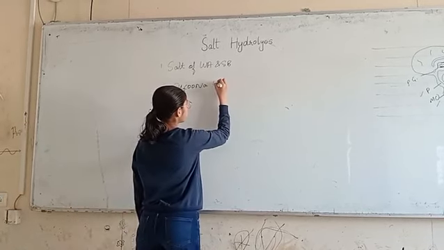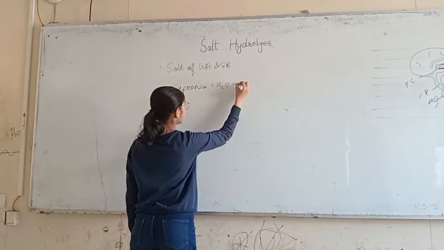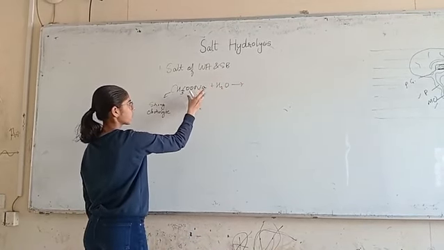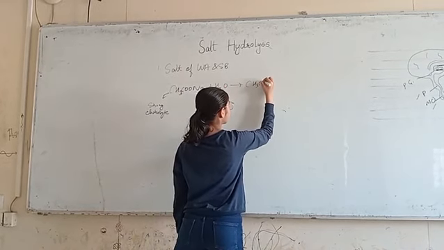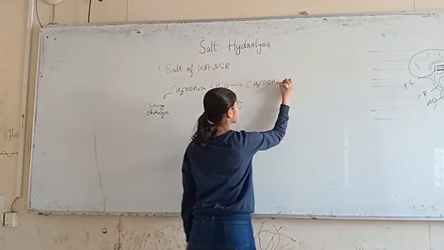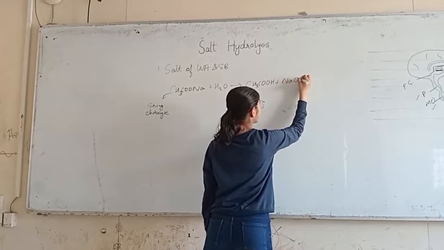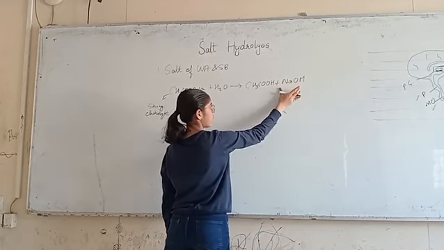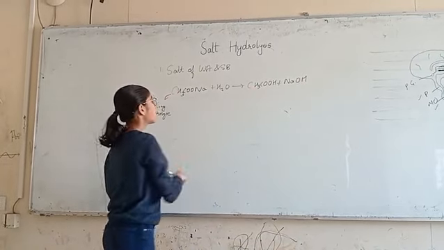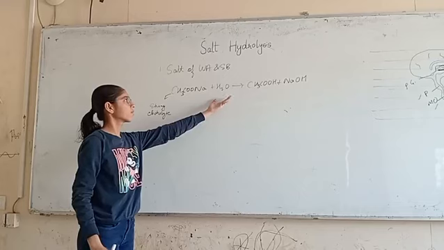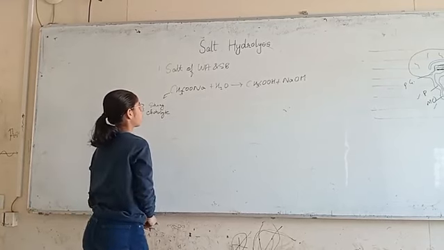When we add this in water, it breaks down and it gets converted into CH3COOH and NaOH. Here NaOH is a strong electrolyte, but CH3COOH is a weak electrolyte. And this process, as we can see, is a reverse process of neutralization.